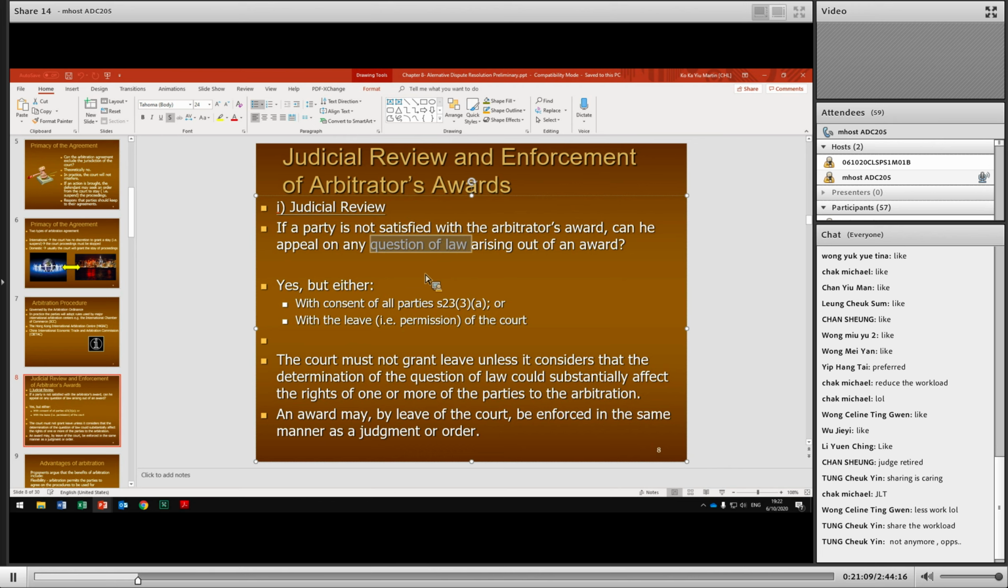If the appeal is on question of fact, usually the court will not intervene. But if the appeal is related to question of law, of course the court will interfere. But there are some restrictions. Either with consent of all parties. Okay? If the defendant wants to appeal, he has to get the consent of the plaintiff. So it means that if you lose a case, you have to get the consent of the party who won the case. Okay? And also you must get the leave.